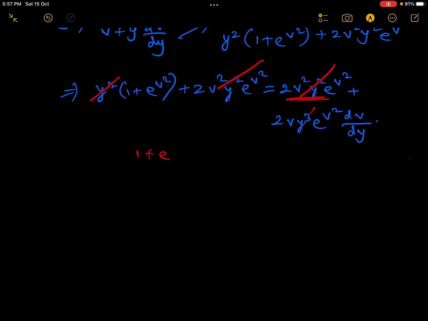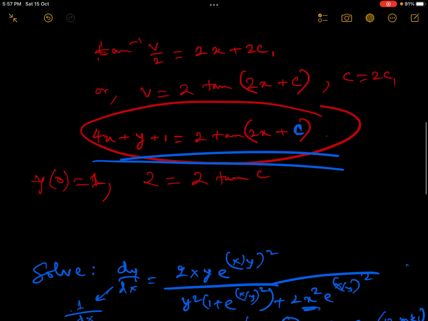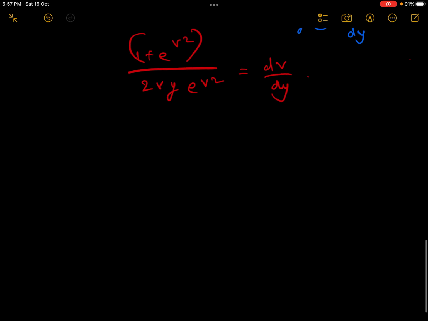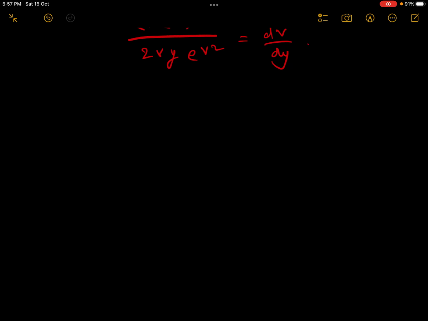So 1 plus e^(v square) upon twice v y e^(v square) equal to dv dy. Oh, the current has gone off. Oh god, it's too dark. Wait, okay.